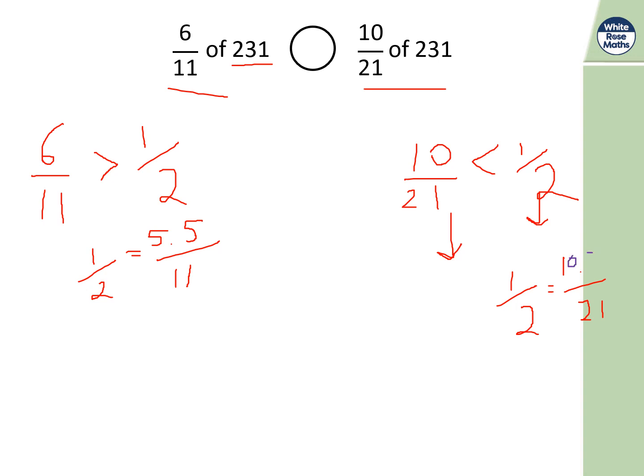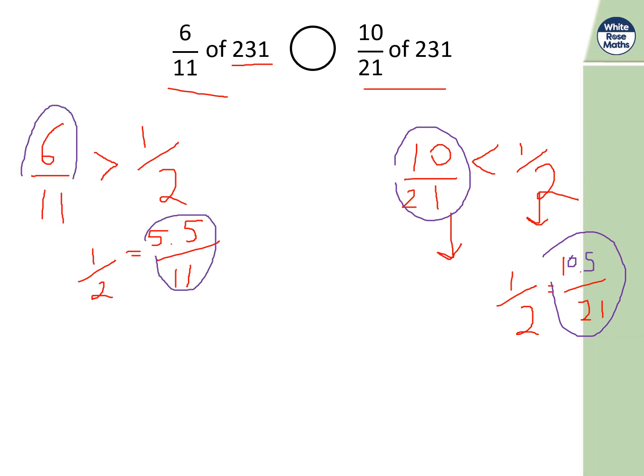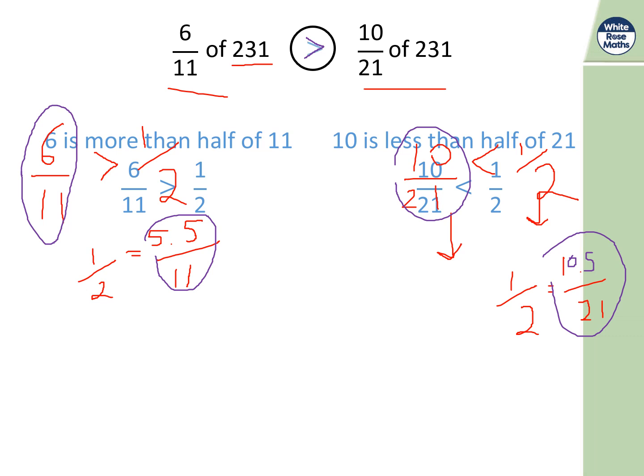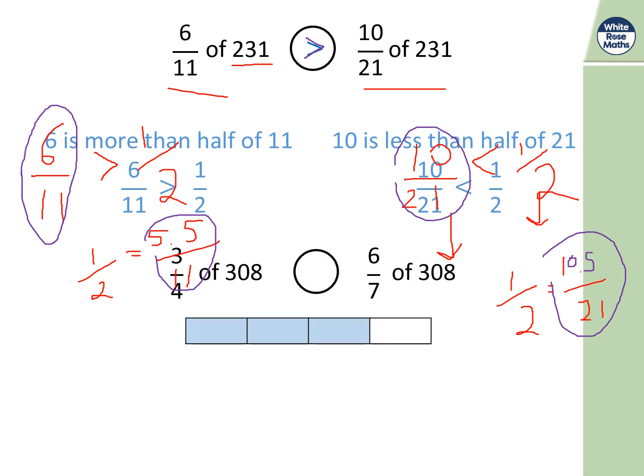So if you compare these fractions, the one that I've circled will tell you which is going to be bigger and which is going to be smaller. Because this fraction is bigger than a half, and this is smaller than half, my inequality sign will look like this. Of course, you can work it out, but I'm trying to find little shortcut methods to save you time in your exam or in your assessment. So 6 is more than half of 11, 10 is less than that. There we go.